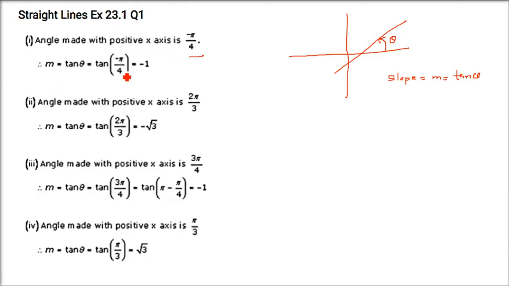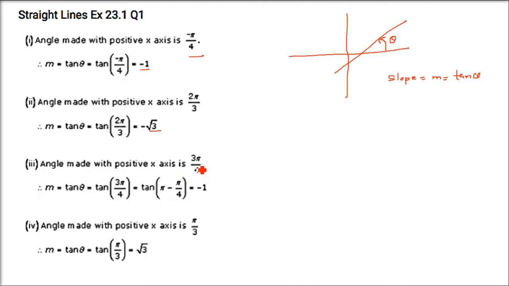So tan minus pi by 4. You know that tan of minus theta is minus tan theta, so take the minus out, tan pi by 4 is 1, so minus 1. Then we have tan 2 pi by 3. You can write it as pi minus pi by 3. Tan of 180 minus theta is minus tan theta, so it will be minus tan 60, that is going to be minus root 3.